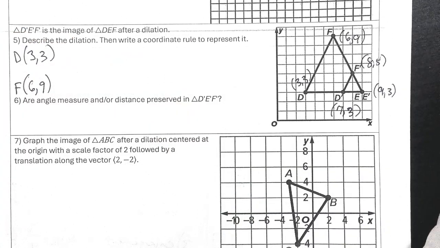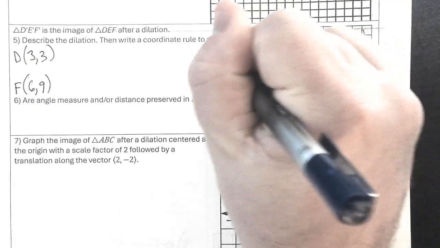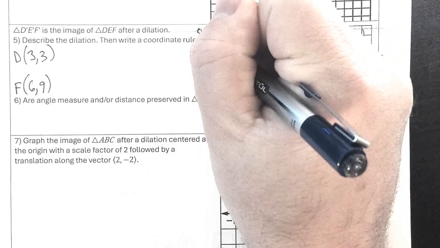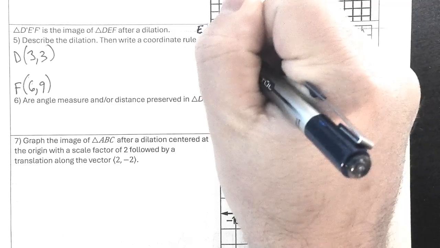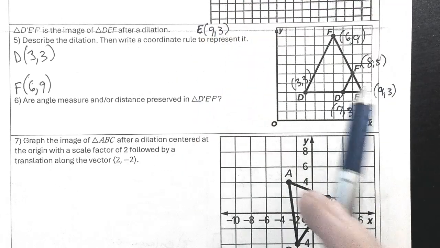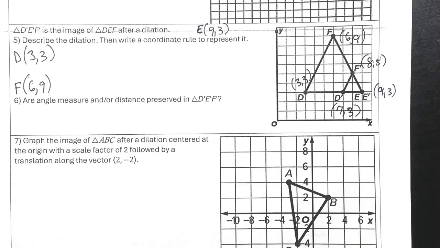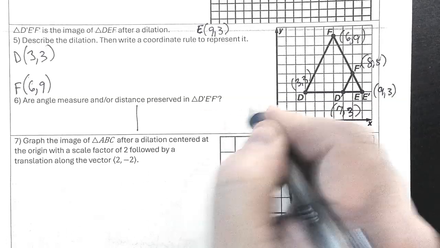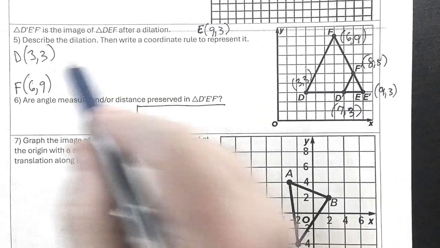A couple of things. So let's put this, yeah, we'll go right here. E. So our point E is at 9, 3, because that's important. So for our coordinate rule, so the number 6, we're going to put the answer over here. I'm borrowing this space over here for our coordinate rule.